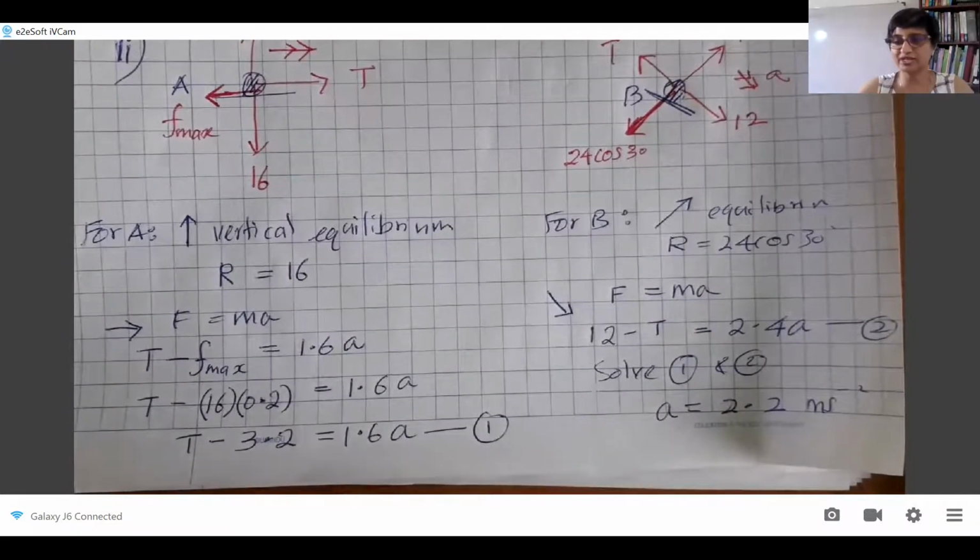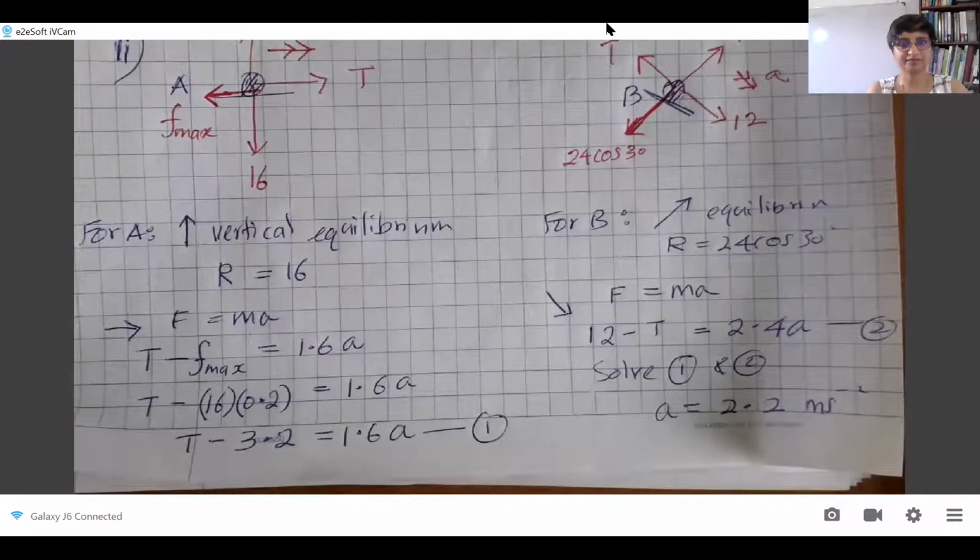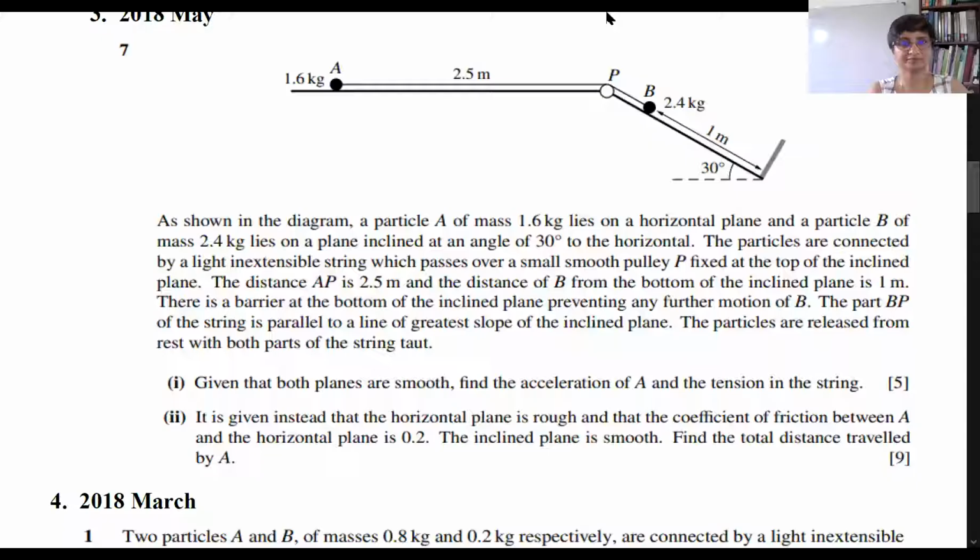Now, I'm going to take you back to the main diagram. Please look at this diagram now, everyone. We have to find the total distance traveled by A. Now, I need you to visualize this motion that is going to happen here. B is coming down. A is coming with B. They are attached. They are moving together. Remember, A is 2.5 meters away from the pulley, and B is 1 meter away from this barrier down at the bottom of the slope.